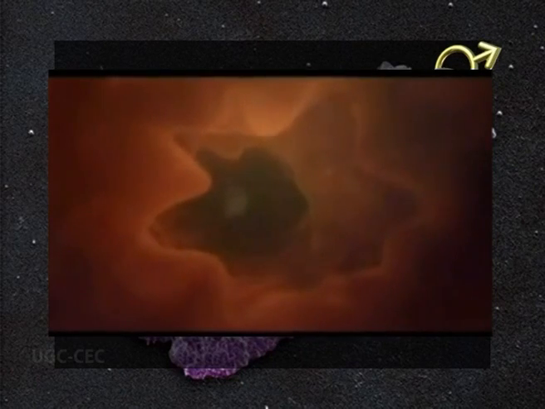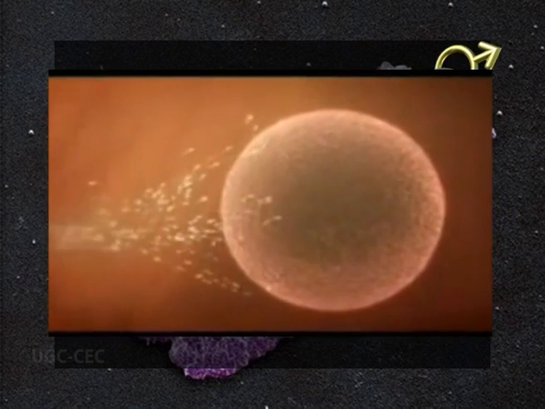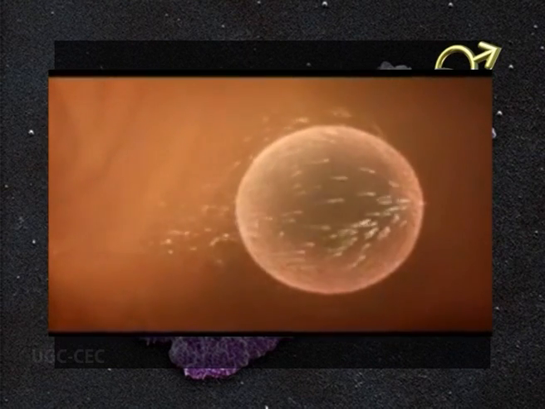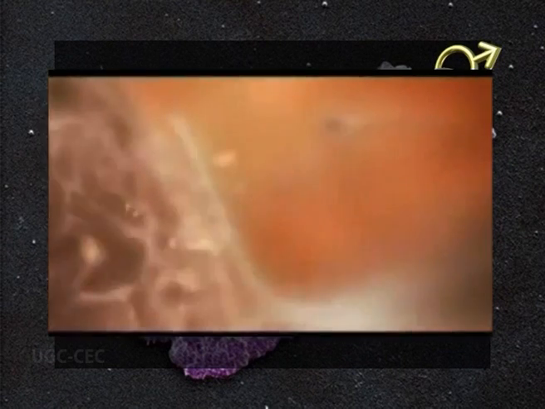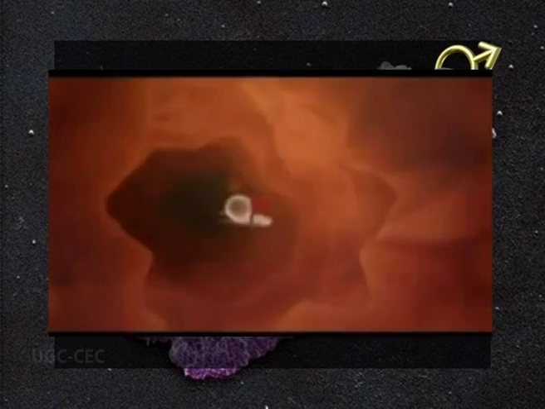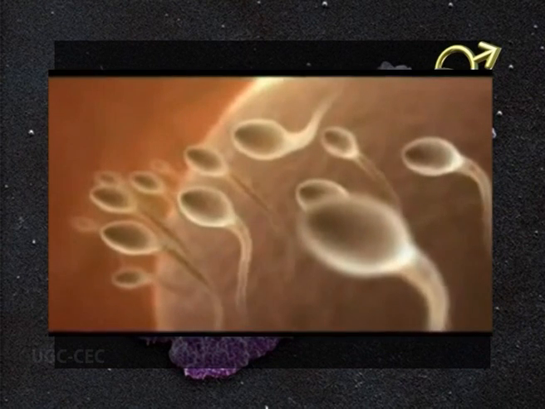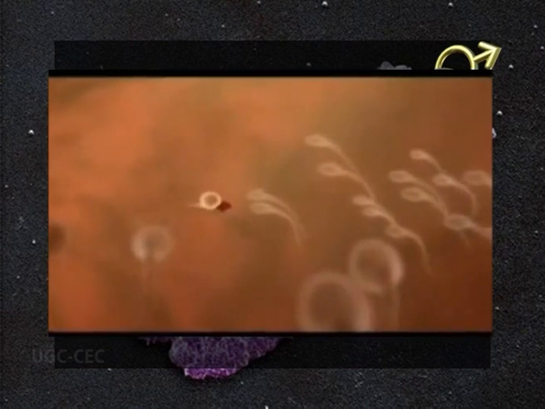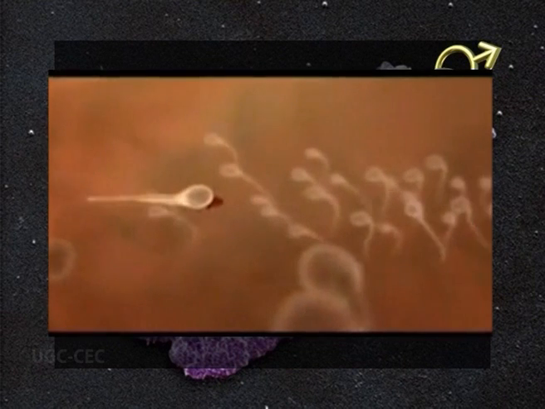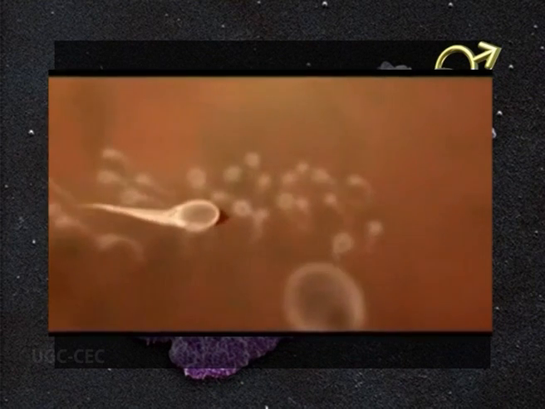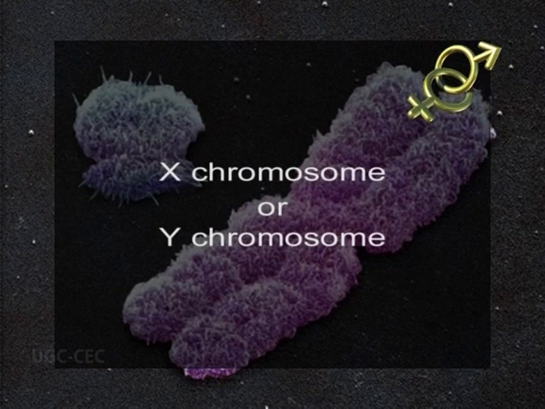The sex of an individual is determined at the time of fertilization, when the male's sperm joins with the female's egg. Because all human female cells have two X chromosomes, when the egg forms by meiosis, it must contain an X chromosome. However, since all human male cells have both an X and a Y chromosome, when the sperm forms by meiosis, they can contain either an X chromosome or a Y chromosome.